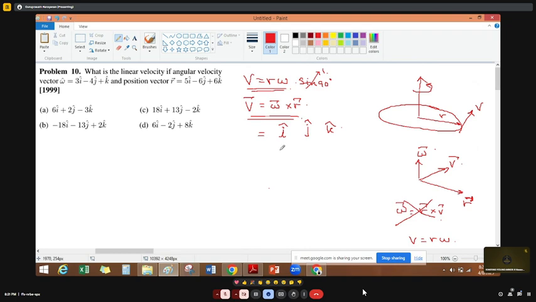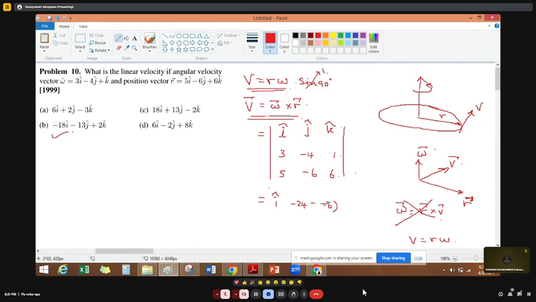So i, j, k: omega is 3, minus 4, 1. r is 5, minus 6, 6. Anybody got any answers for this? Sir, option B. Option B, yeah. Yes, sir. Okay, let's double check with the first thing. So i, then this will be this. So minus 24 minus 6.